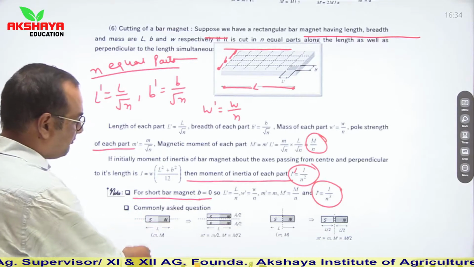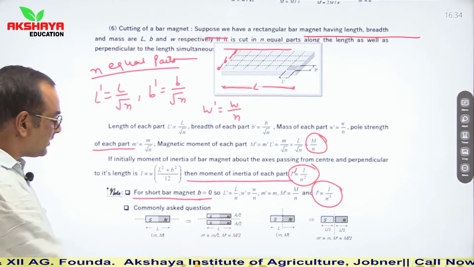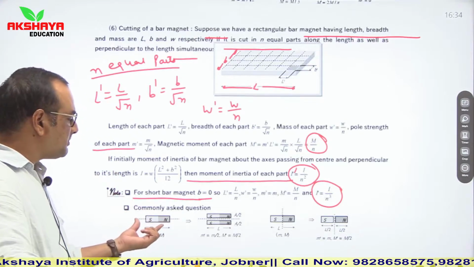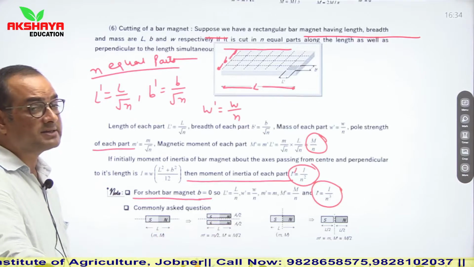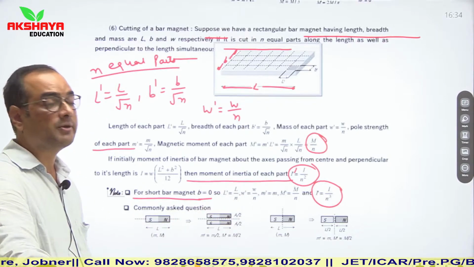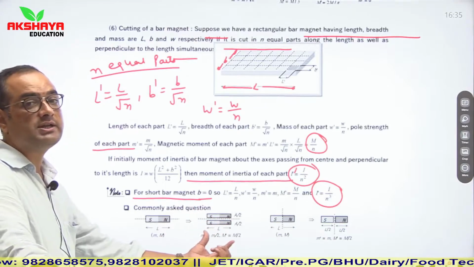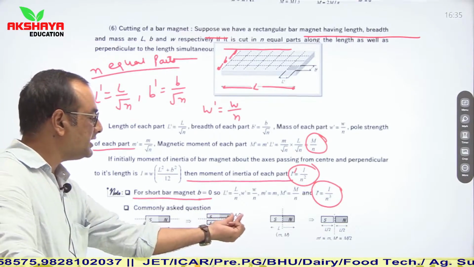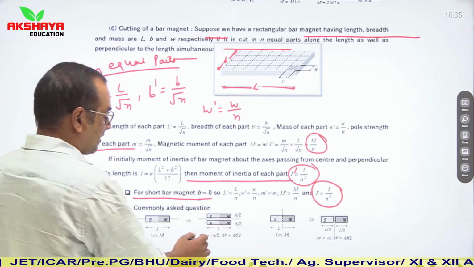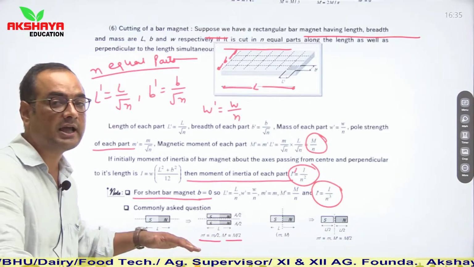Now see, we are given a few commonly asked questions. Let us say we have a bar magnet of length L, pole strength small m and magnetic moment capital M. This bar magnet is cut into two equal parts along its axis. Then in this situation, there is no change in its effective length, but the area of the poles becomes half. So pole strength becomes half and magnetic moment becomes half if it is cut along its axis.